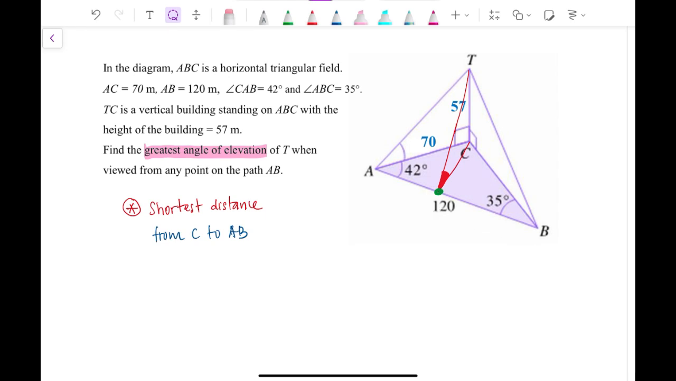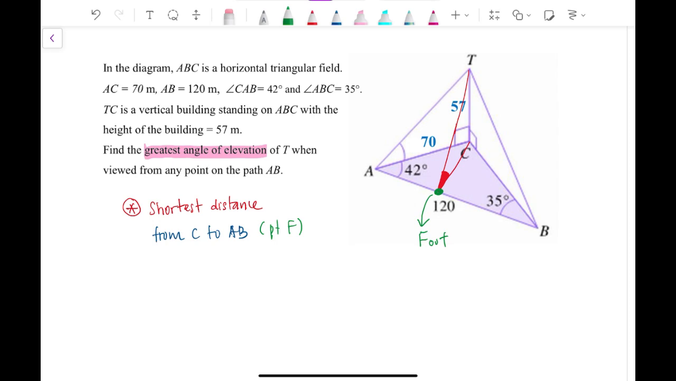Based on this, we already know that the greatest angle of elevation can be found at this point over here. Let me name this point F. Basically, the shortest distance can be found from point F. Why I call it point F: this is called the foot of the perpendicular line from C to AB.